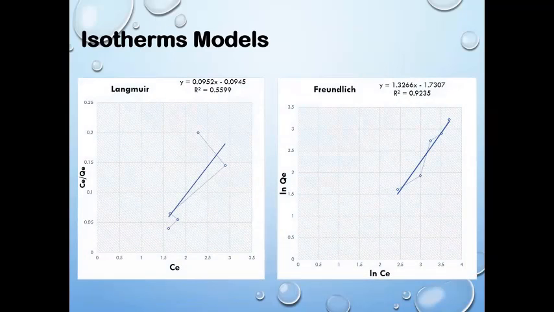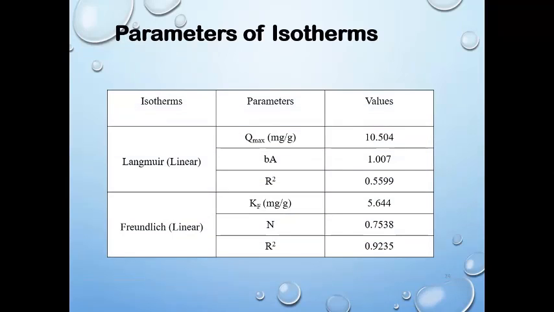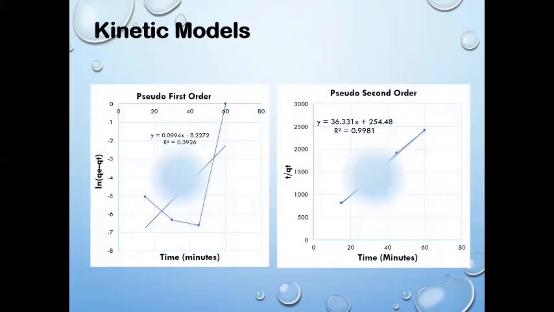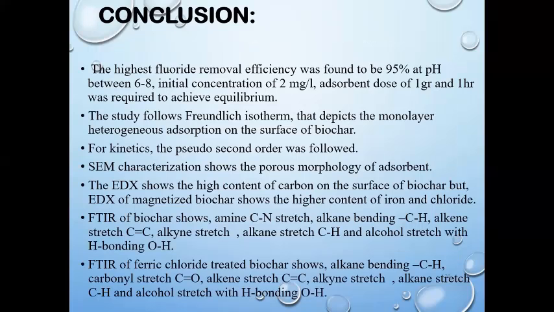From the isotherm models, Freundlich follows the maximum. As you can see in the parameters, the R square value is 0.9235, which is the maximum value that could be reached. And Freundlich was the one that follows my study. Then for kinetics, the pseudo second order follows my studies, with an R square value of 0.9981.